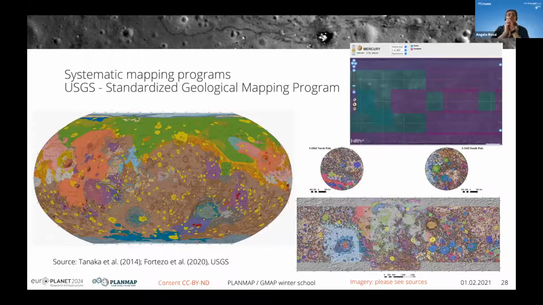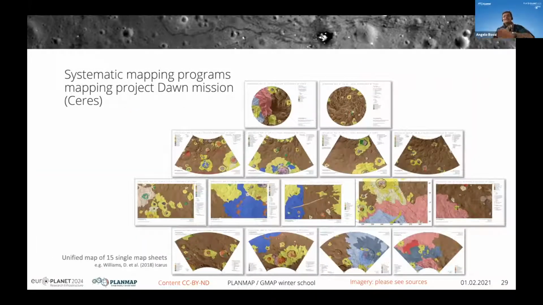An example from the US mapping program: there are many bodies. These are just two or three examples: the global map of Mars that has been released a few years ago, the Mercury quadrants that are part of the global USGS program, as well as the merging of existing maps of the Moon into a unified effort, which is also something that has been done by USGS in the last few years. And that's exactly similar to what Marco was showing.